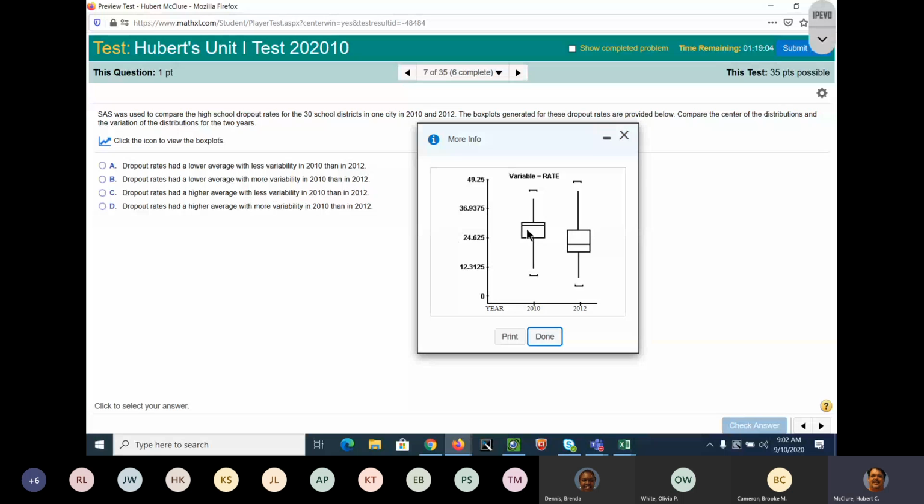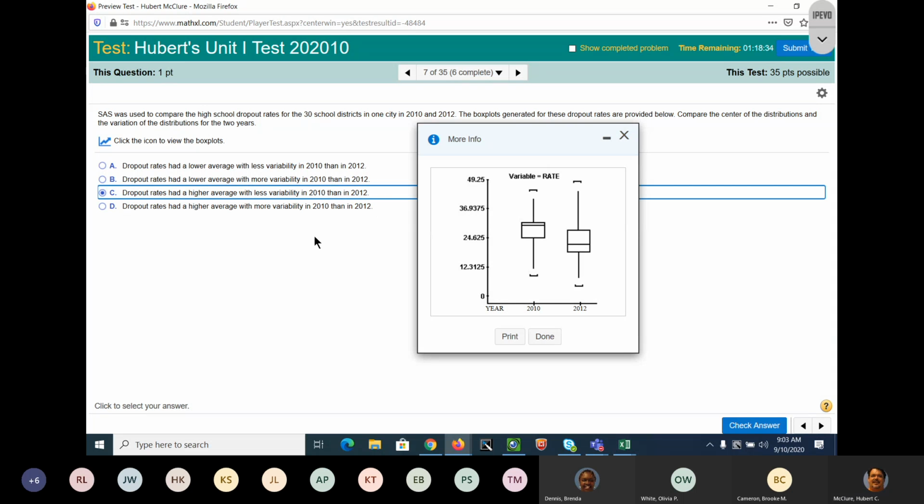Okay, it's not higher because this one would be high. Let's see, wait a minute. This one is higher because it's on the upper side. See, these are going in upper. So I would say the ones that say 2010 were higher. Dropout rates had a higher average. So I'd say it's either C or D.